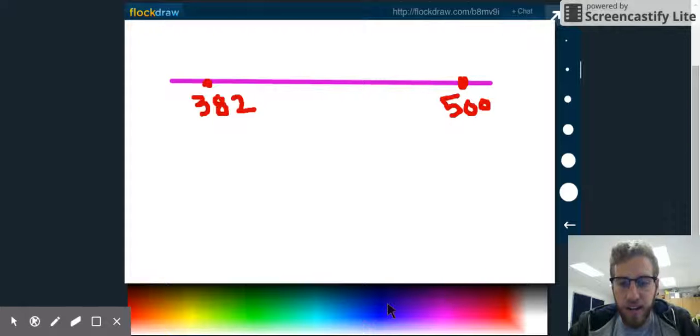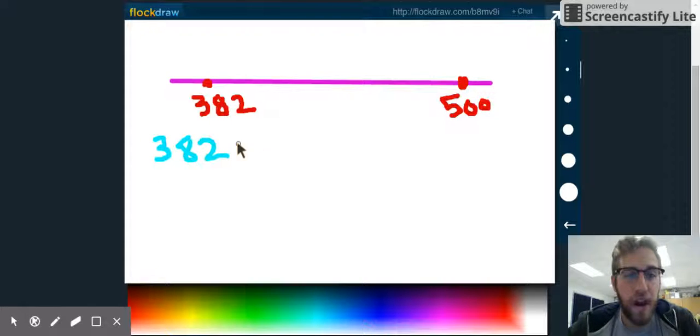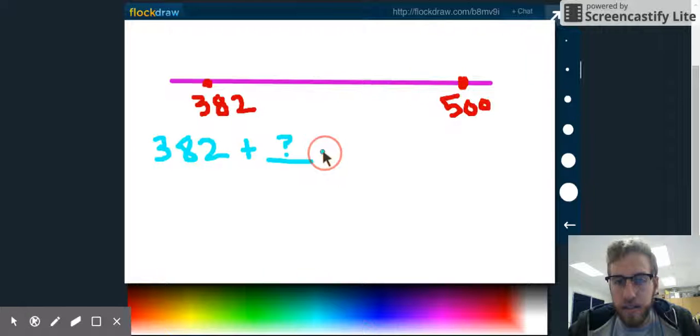I can see an equation right here, right away. We're at 382. It's kind of like our starting number. And I can tell I'm going to be going up to 500. In other words, I'm going to be adding, so my number will go up. So what we're trying to figure out is, if I'm at 382 signatures, how many more do I have to add to equal 500 signatures in all?